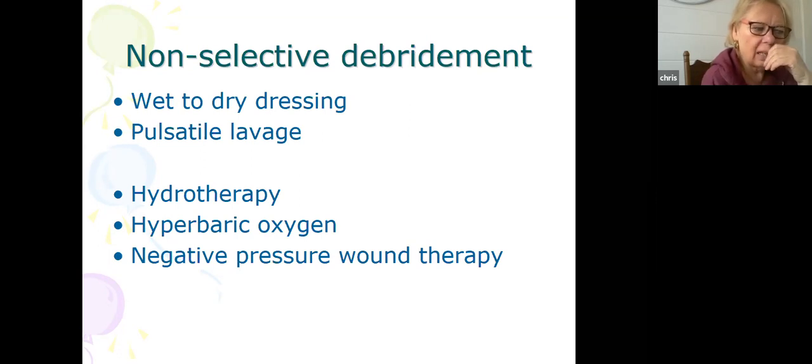A pulsatile lavage has a suction device with it, and as I said, it pulls out the contaminants as it starts to flush out the wound. Then there's hydrotherapy, which is a whirlpool. The whirlpool can loosen the necrotic tissue so that you could easily get it off, or it could just loosen the necrotic tissue and then maybe it needs to be debrided. Hyperbaric oxygen is 100% oxygen that may help with wound healing.